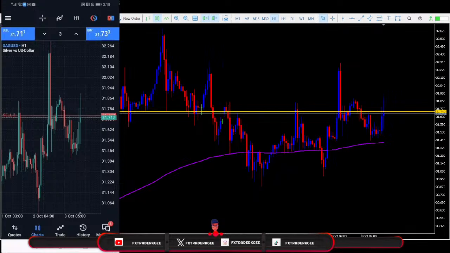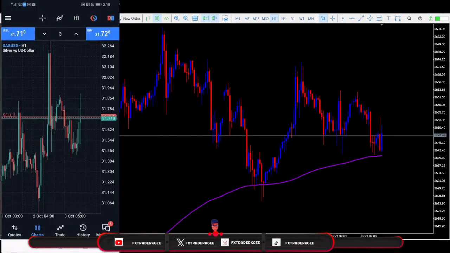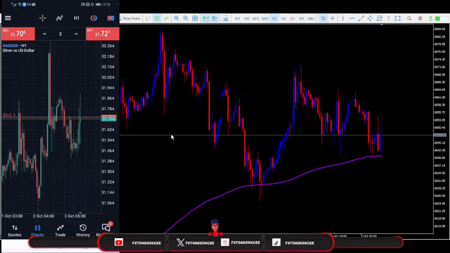All right, gold is not farming. There is no big deal happening around gold if you look at it from the 1 hour time frame.